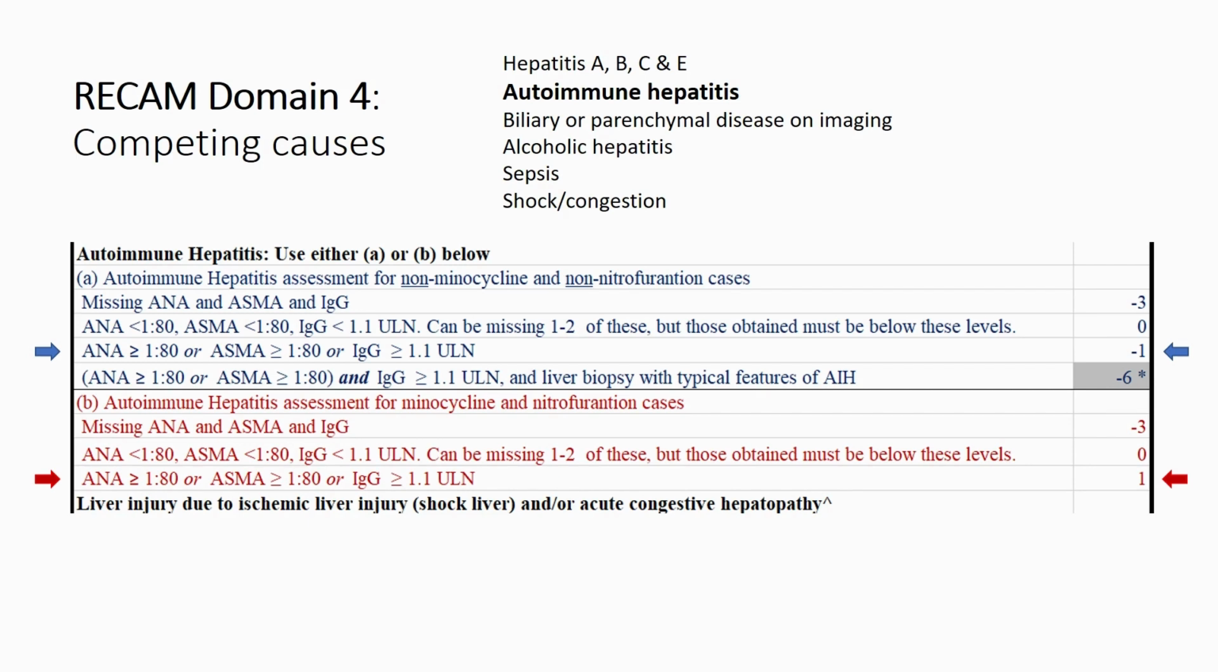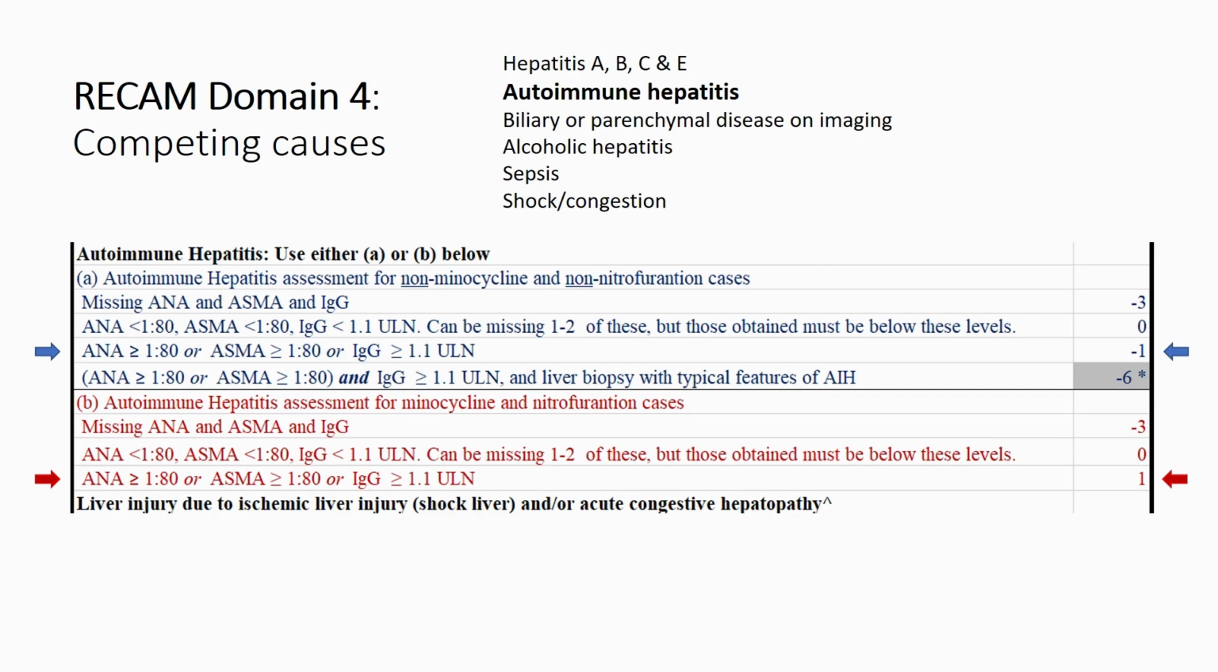Now, on the other hand, if you don't have one of those two drugs, then you'll see this menu on top. And here, if you have one of those markers positive, you actually lose a point. Why? Because autoimmune hepatitis is now competing. Moreover, if you have one of these markers along with a liver biopsy with typical features of AIH, you're going to get a warning again and a heavy penalty of -6. These are the criteria of probable AIH in the AIH scoring system by the AIH scoring interest group.